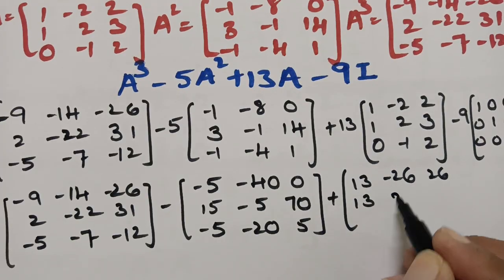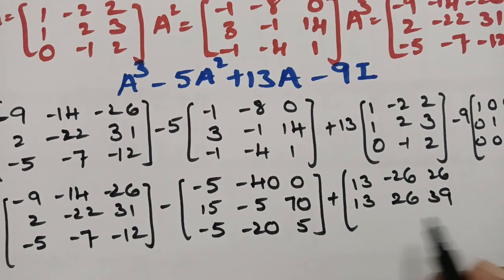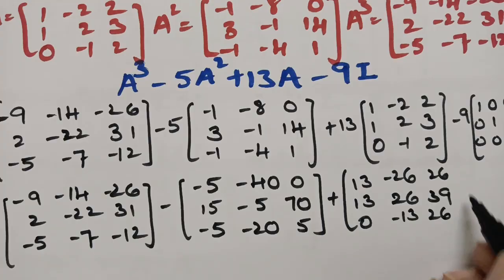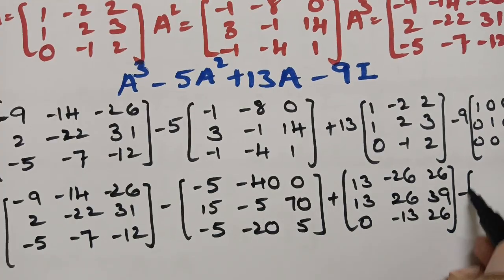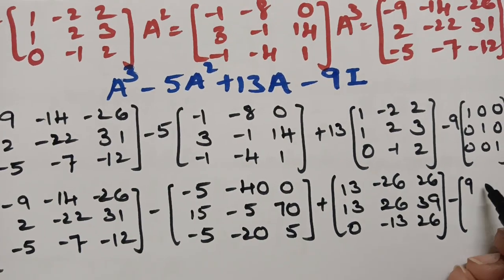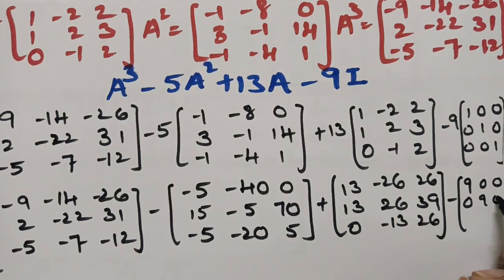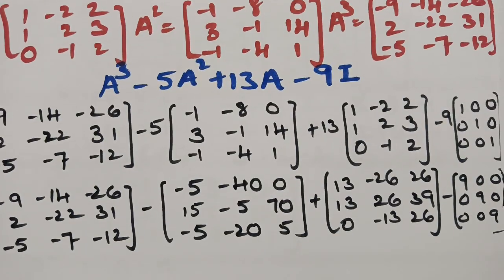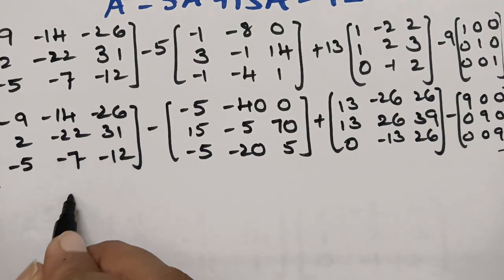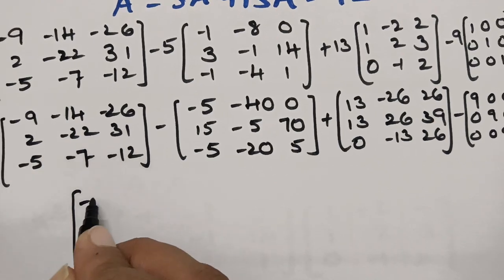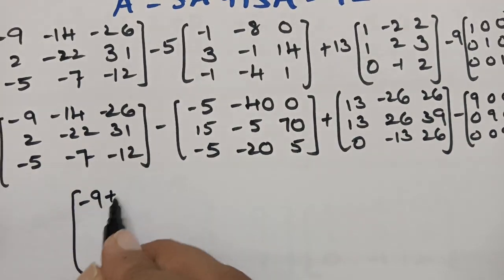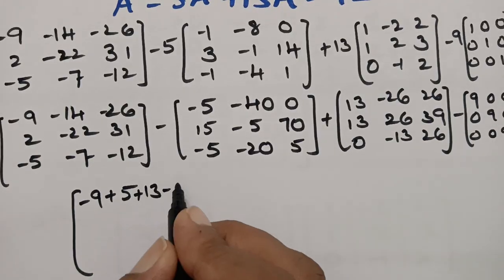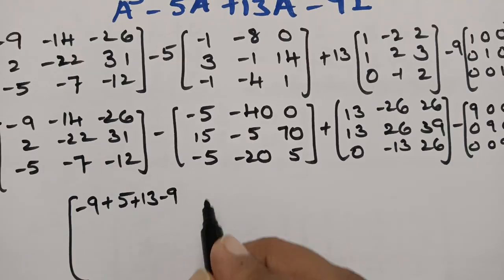So this value is 13, 26, this is 39, 13 into 0. So this value is minus 13 and next one is this one. So if I multiply with 9, so this is 9, 0, 0, 0, 9, 0 and this is 0, 0, 9. Clear? And now I am bringing to one matrix. So this is minus 9, minus into minus, this is plus 5 and this value is plus 13 and this is minus 9. Clear? And this is minus 14.